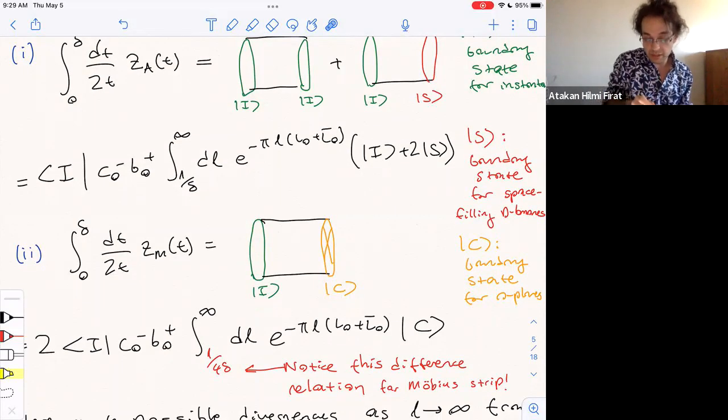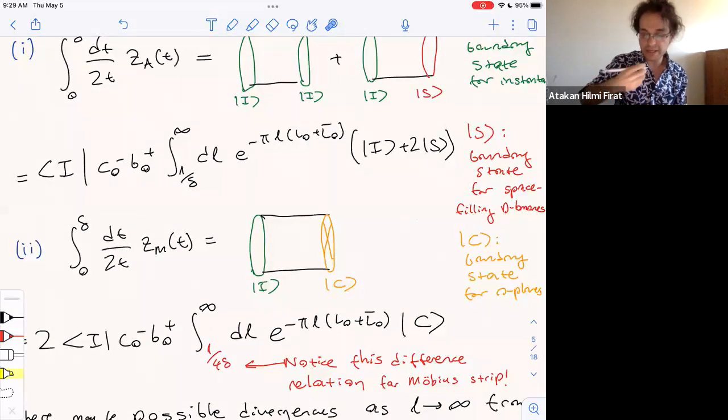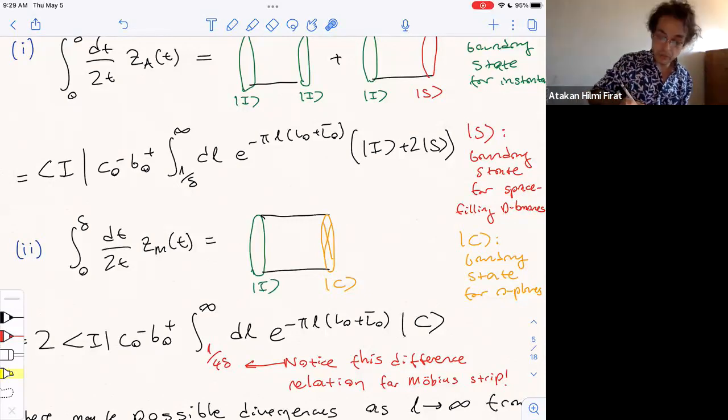Here I'm converting to closed strings, and that's why I take this boundary state formalism. And this is a usual modular transformation type of thing that we did. The crucial thing is that the way we do it for the annulus versus the Mobius strip differs by this 1/4. And if you remember type 1 tadpole cancellation, it's essentially the same factor that's coming from here.